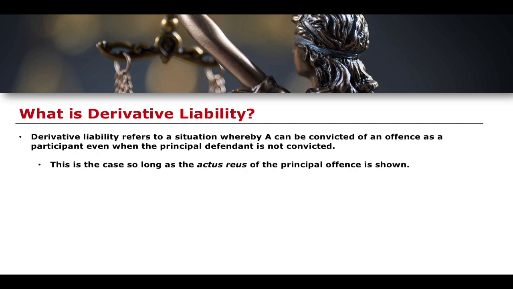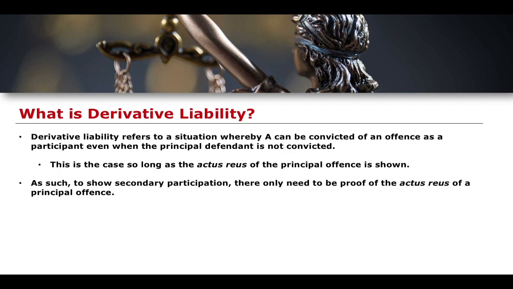The idea here is that so long as you can show the actus reus of the principal offence that is committed by the principal defendant, then the idea of derivative liability could hold. What this does is it essentially allows for the act itself to have some sort of liability, even if there may not have been the prerequisite mens rea that exists in the case of the principal defendant, but that would automatically give rise to liability for an accessory to the crime, owing to this concept of derivative liability. So to show secondary participation in that regard, therefore, there only needs to be proof of the actus reus of a principal offence.